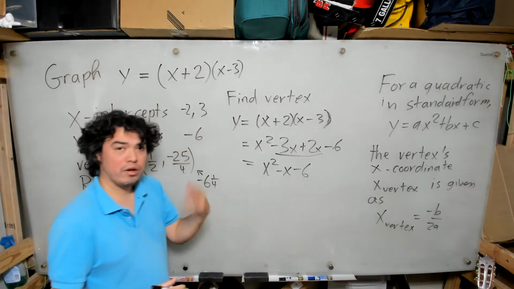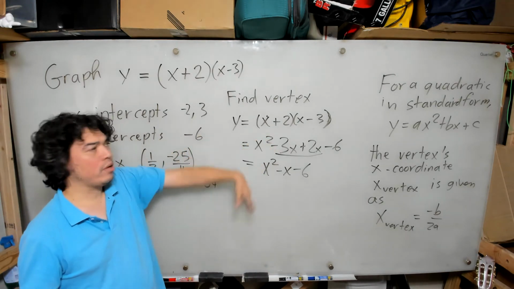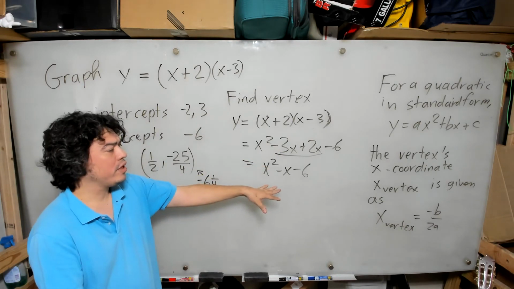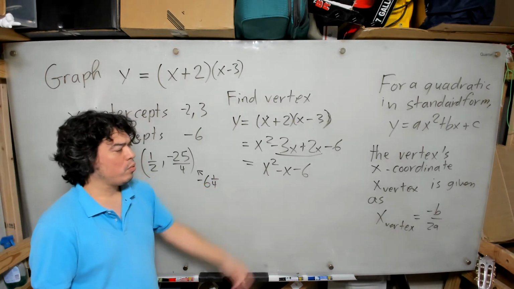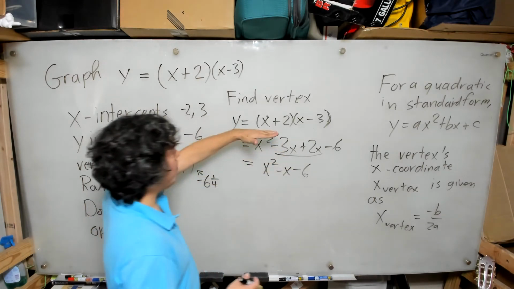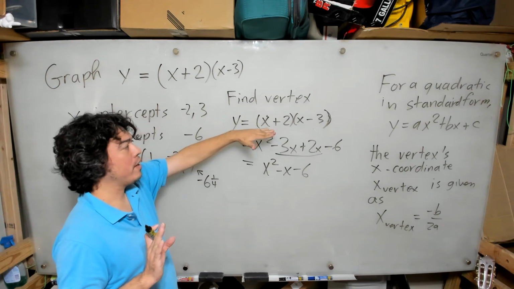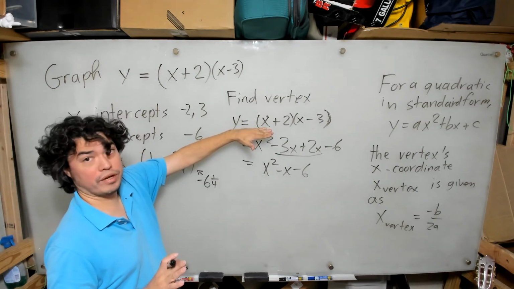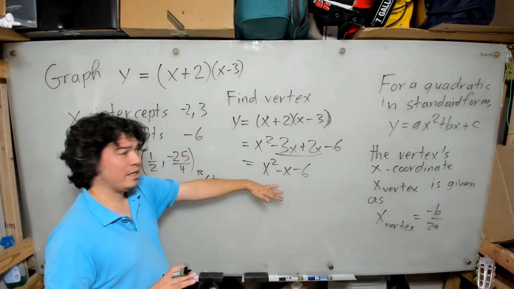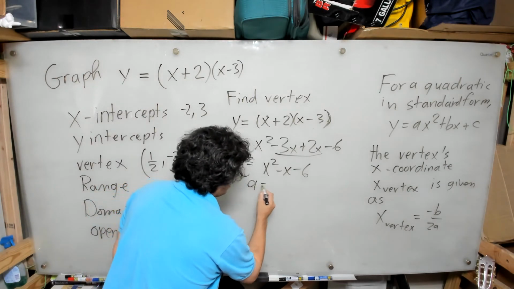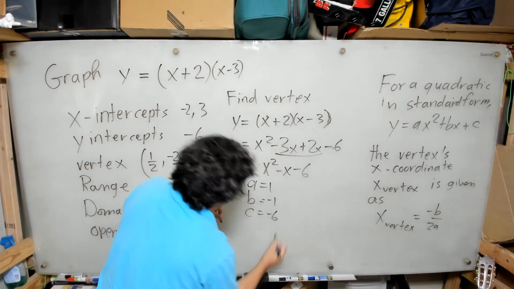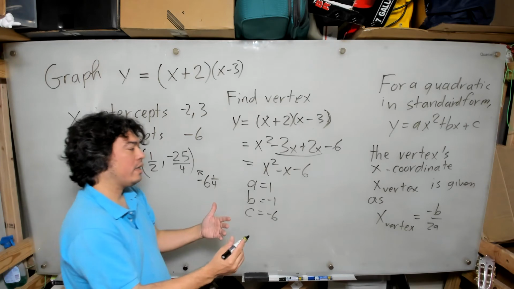By the way, I want to reiterate that what I'm doing right now is not necessary. I'm just doing this as an extra so that you can see that we can do it with the old vertex formula, which we got over there. What I've done is take this quadratic, which was given in factored form, and rewrite it as a quadratic in standard form, with a equals 1, b equals -1, and c equals -6. And so now I can get the x vertex.